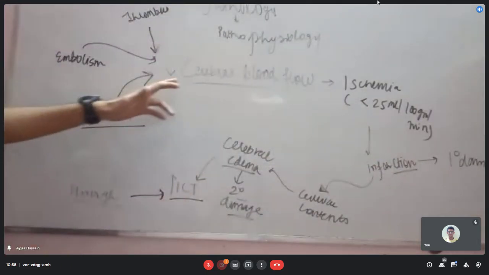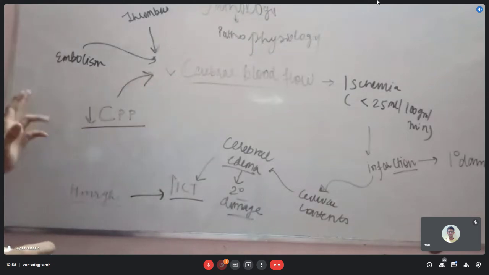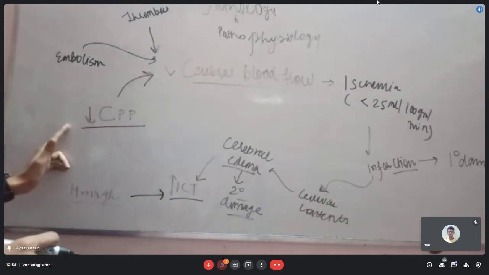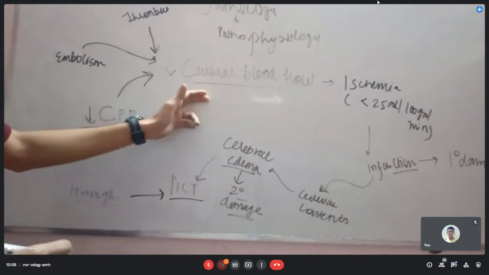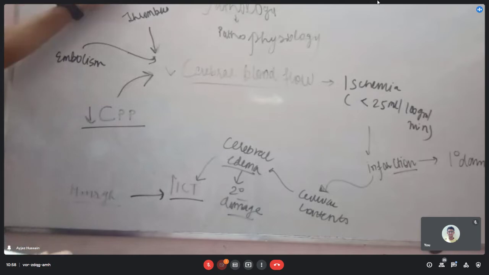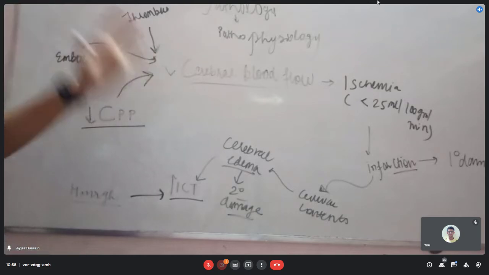Important points. Why is there a reduction in cerebral blood flow? Because of the reduction in cerebral perfusion pressure. And why is there a reduction in cerebral perfusion? Because of the raised intracranial tension. However, there can be a direct cerebral blood flow reduction as well because of embolism or because of thrombus. This is the pathophysiology of stroke.